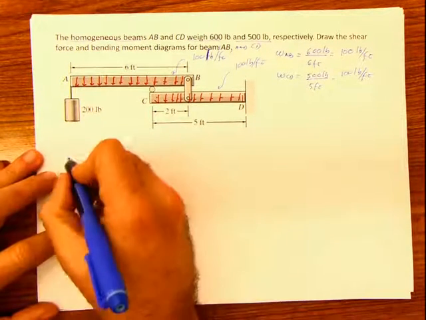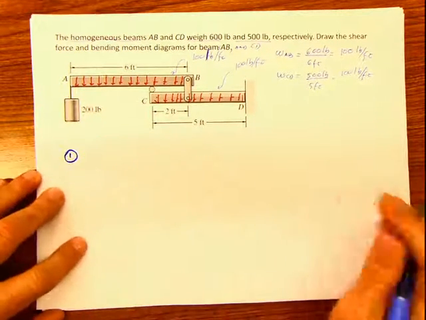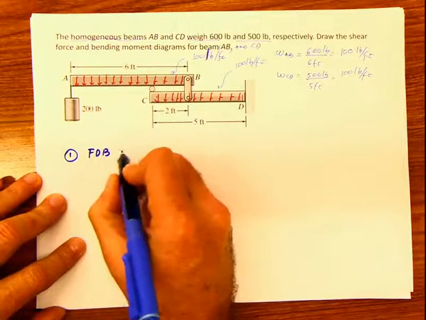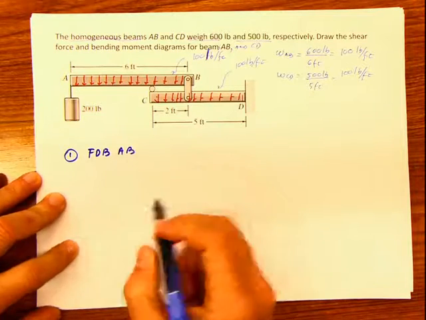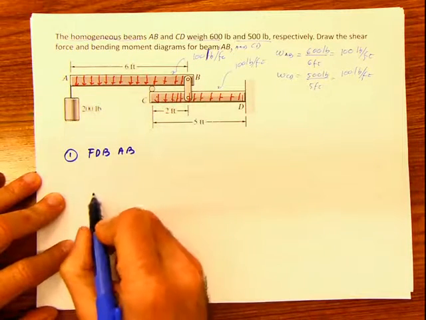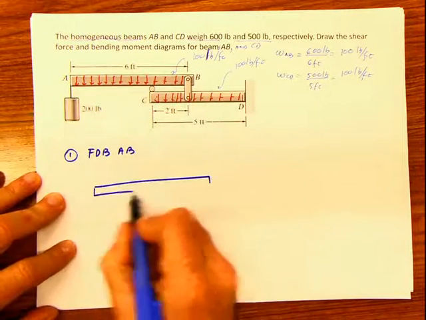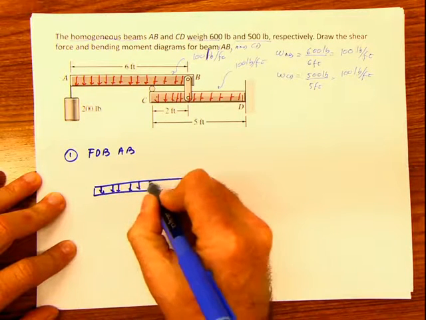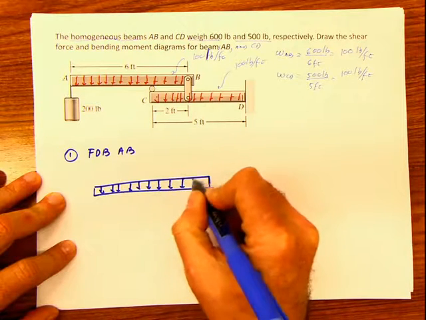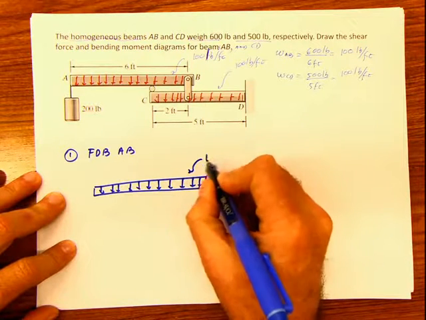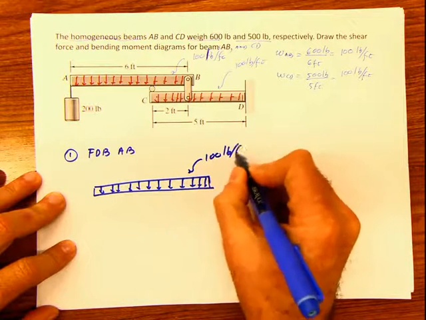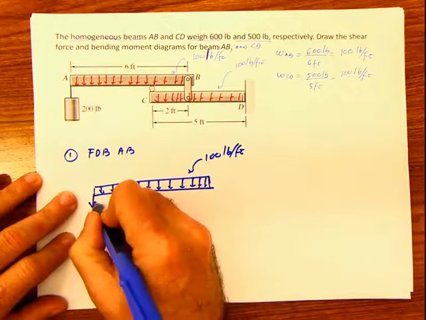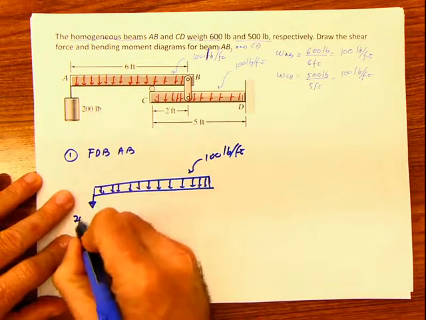Okay, first, I'm going to start with a free body diagram for the beam AB. What you have in this beam is this situation: a distributed load here of 100 pounds per foot, which we already said, and we have a load of 200 pounds.